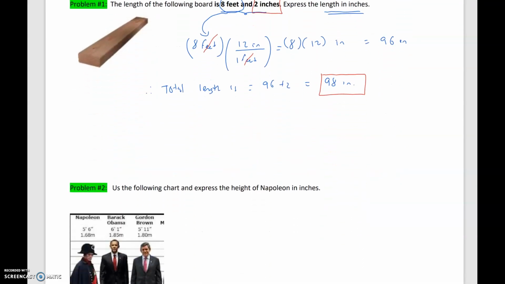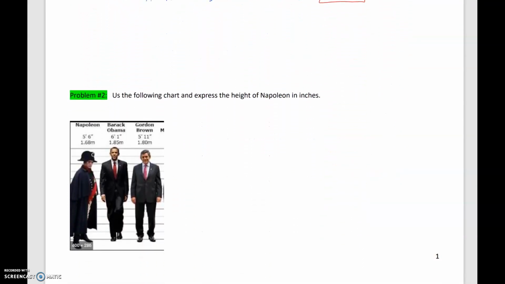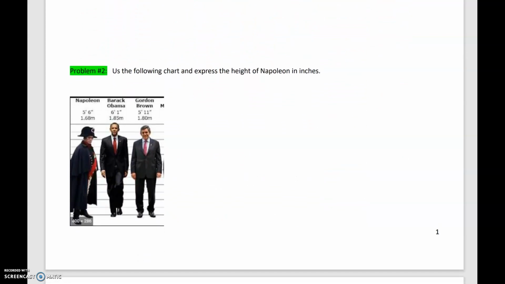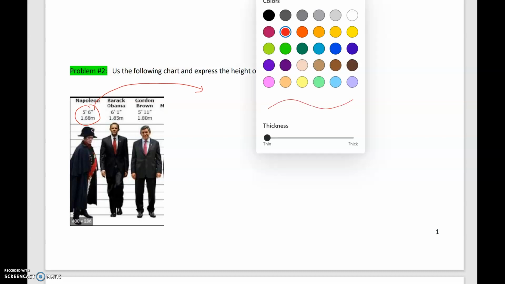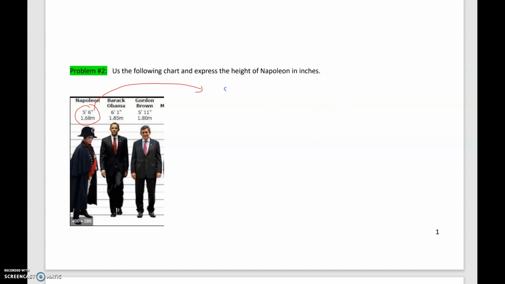Let's take a look at problem 2. And in this case, it's a very similar problem. Now, for this specific one, they actually want the units of his height in inches. So we're talking about 5 feet, technically 6 inches. So this will be 5 feet.